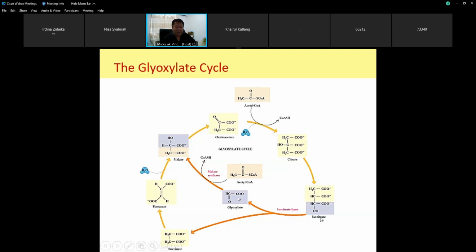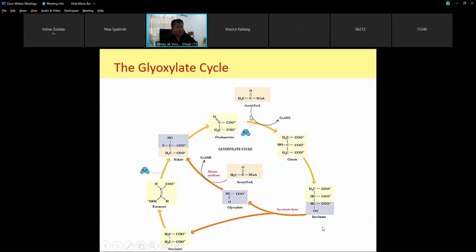But when you look at the Krebs cycle, from isocitrate, the next metabolite is the alpha ketoglutarate, right? But when isocitrate is converted into alpha ketoglutarate, CO2 is produced, maksudnya dibuang. The carbon is terbuang lah, right? So this is what we don't want. This is what the seed doesn't want to do.